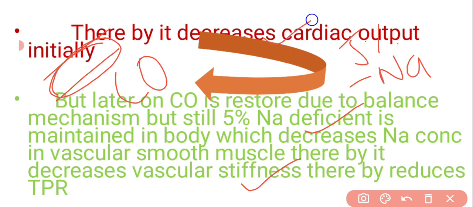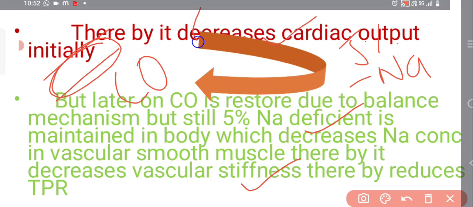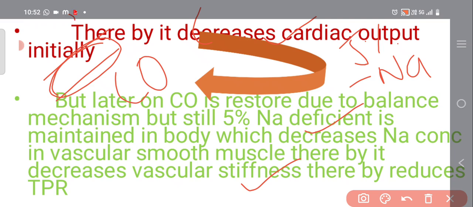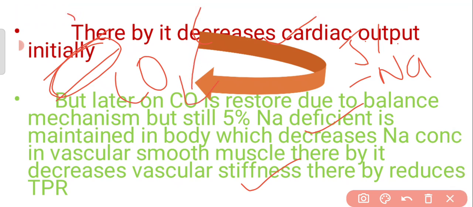On short term use, it acts by reducing the cardiac output. Majorly it acts by reducing the cardiac output. That's why they are effective in isolated systolic hypertension, because cardiac output is responsible for systolic hypertension. When the cardiac output is more, the systolic hypertension will be more.